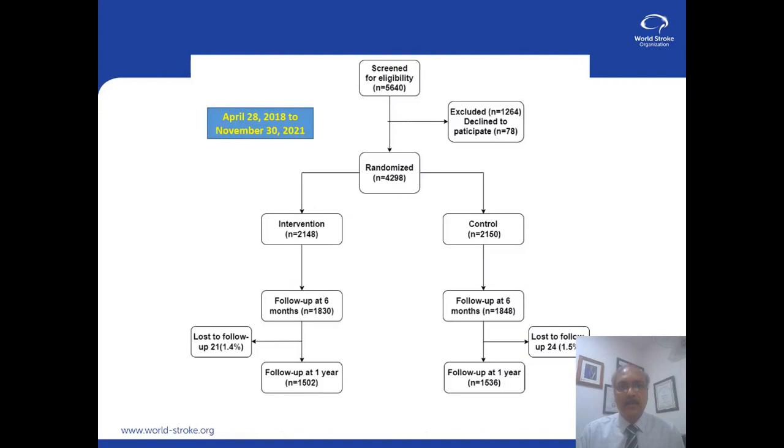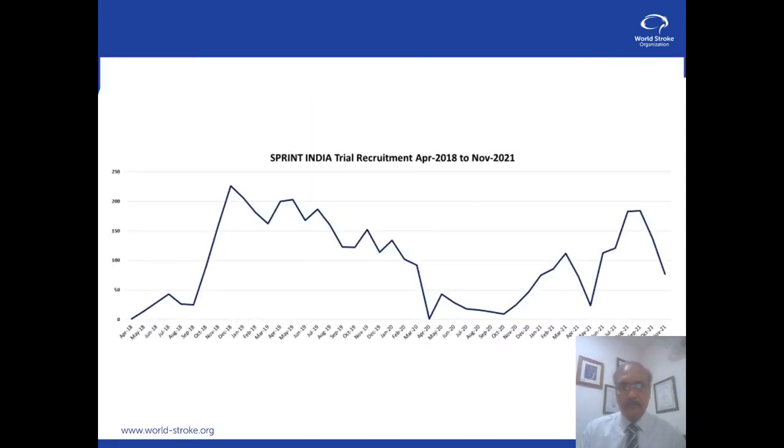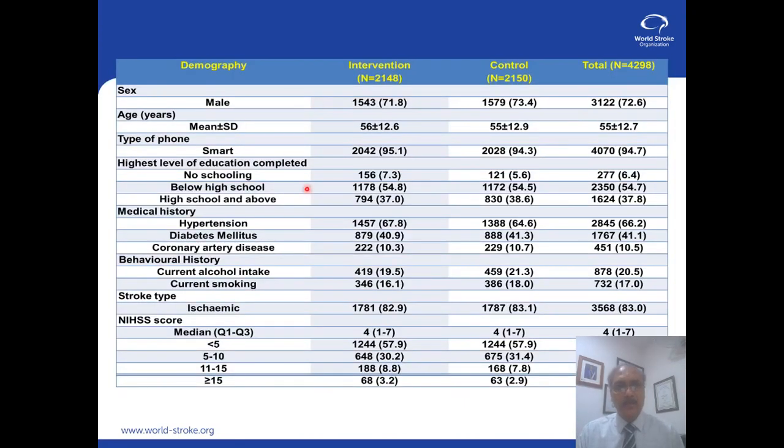The results. We screened about 5,640 patients and randomized 4,298 patients, 2,148 in the intervention arm and 2,150 in the control arm. About 1,500 patients in both arms completed 1 year follow-up, with loss to follow-up of less than 1.5% in both arms. The trial was affected during the COVID pandemic, the two waves, but we were able to continue the recruitment.